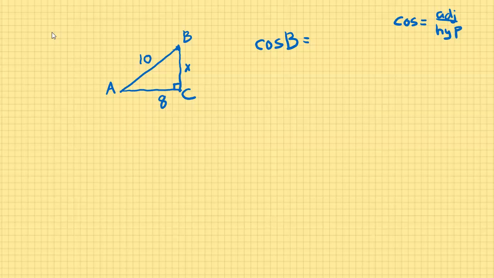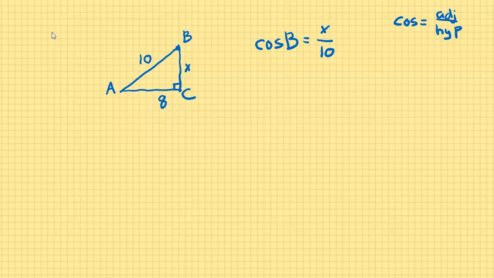So let's write this out. Cosine of B is equal to the adjacent side, which is x, divided by the hypotenuse, 10. And we're not done because we don't know what this side is. We don't know what x is equal to. Well, fortunately, we have something called the Pythagorean theorem. And that will help us find the value of x.